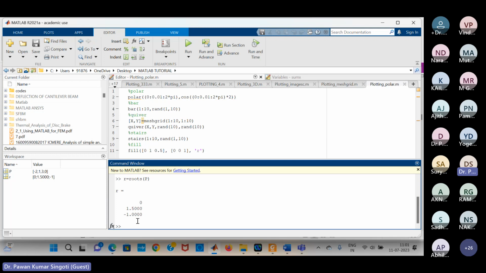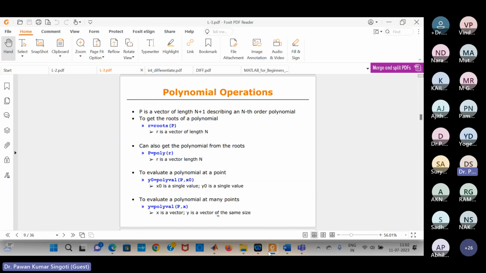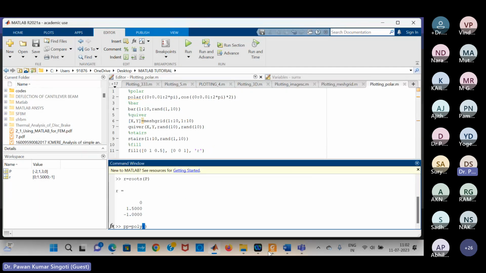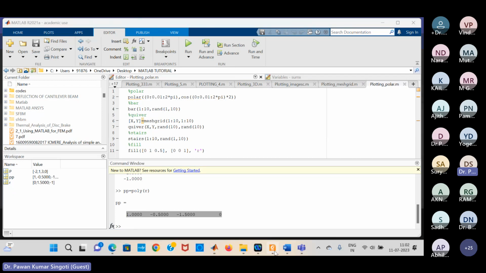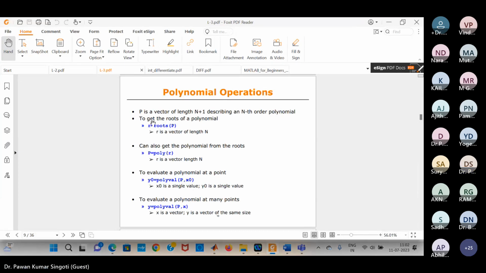Again, I want the polynomial from these roots. How will I get it? pp equal to poly of r, where the roots are saved in r. So these are the values of the coefficients of this polynomial available over here. So from the roots you will get the polynomial, and from the polynomial you will get the roots.